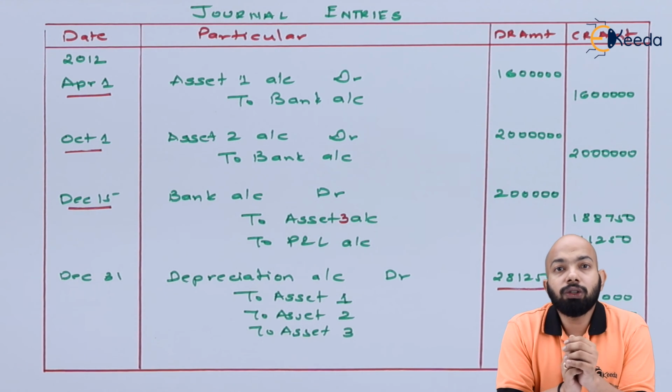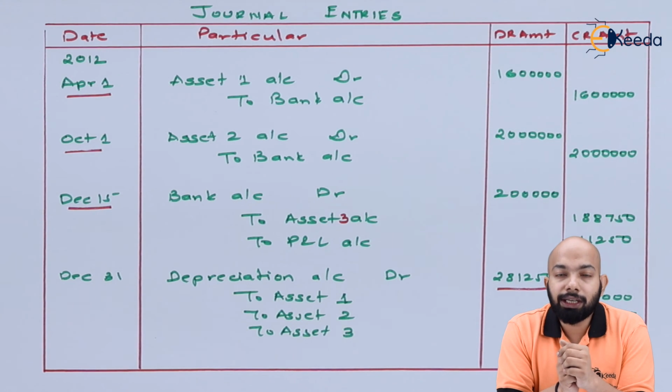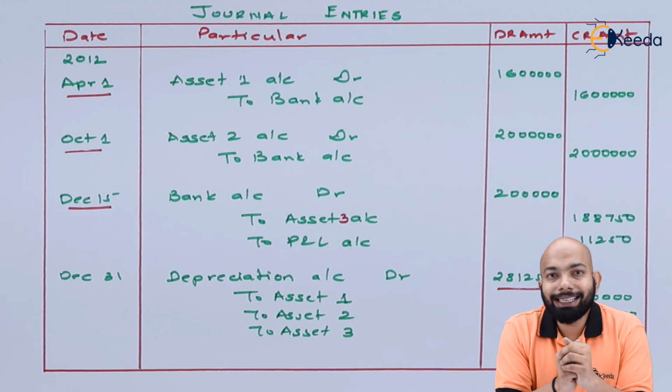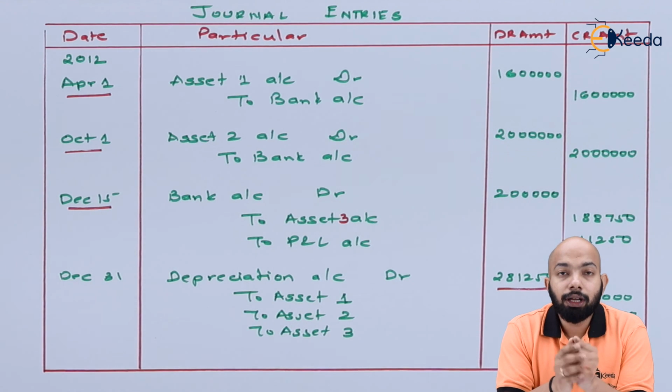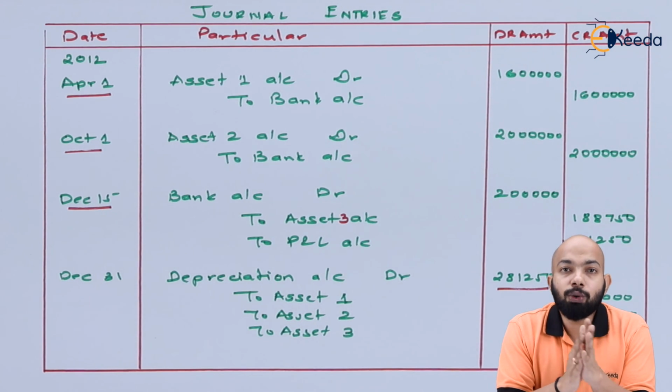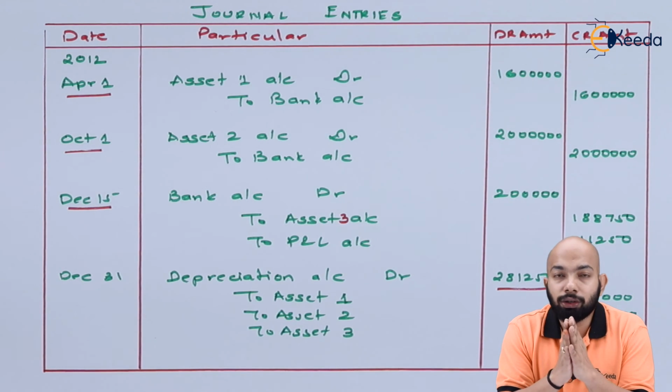So this is how you solve the problem related to the straight line method when you have different categories in it, which includes purchase of asset and also sale of asset. So I hope this problem gives you much clarity on how to solve depreciation along with the timeline, working notes and journal entries in this.